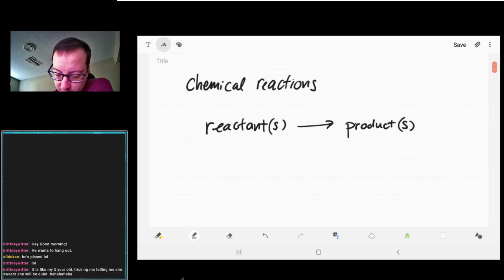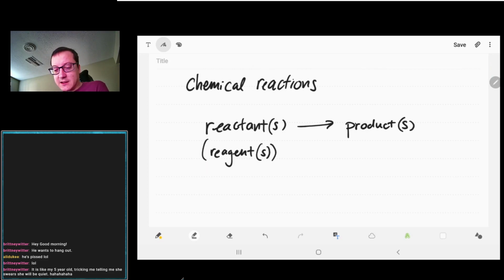Sometimes you'll see reagent instead of reactant. They essentially mean the same thing for us. So reagent, I guess, is typically more used in organic chemistry for some reason. There's no real difference for us, so you might see that as well. But suffice it to say, it's something as a reactant, and that'll turn into your products over the course of a reaction.